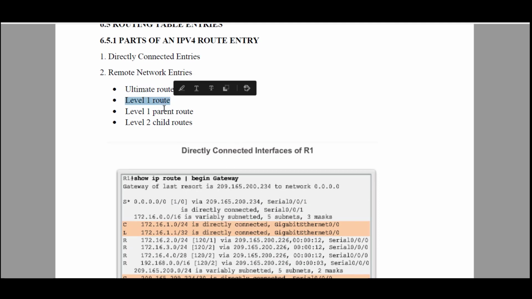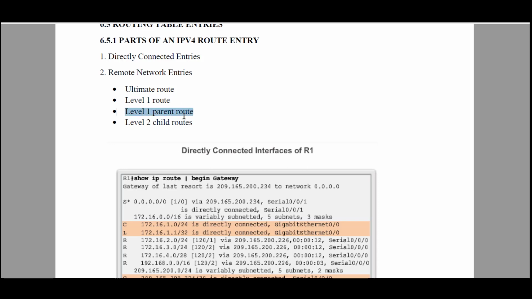Then level 1 root, level 1 parent root, level 1 child root. So for level 1 parent, keep the word supernet. They have done some supernet plus default root. Okay, or without subnetting, that is called level 1 root.